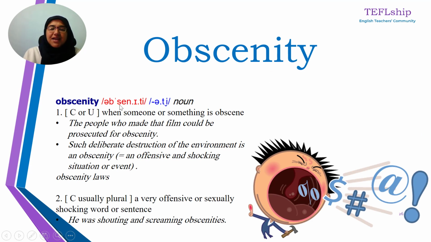Obscenity. If you say that someone or something is obscene, it means that they are very offensive, they are very bad, because they include something that is not good. Like a bad word, a bad scene, a bad sentence. So you can say, the people who made that film could be prosecuted for obscenity. I'm sure you remember production companies in the country that could do something like this, like bad movies. Or you can say, he was shouting and screaming obscenities. Such deliberate obstruction of the environment is an obscenity. It means it's a very offensive and shocking situation or event.